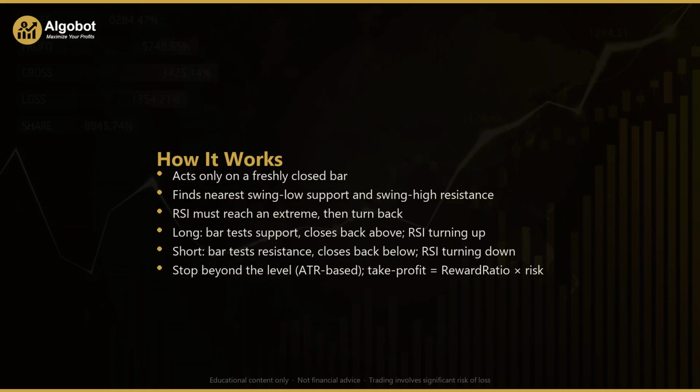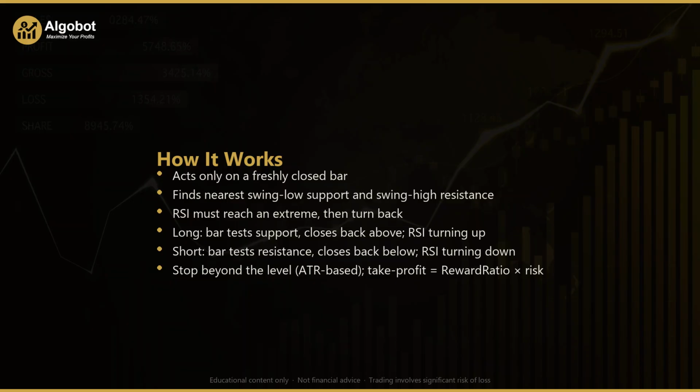Then it checks momentum. It looks back over the last few closed RSI readings, the extreme lookback window, 3 by default, to see whether RSI reached an extreme. For a long, the lowest reading in that window must be at or below 35, and the current reading must be higher than the previous one, showing RSI turning up. For a short, the highest reading must be at or above 65, and RSI must be ticking down.